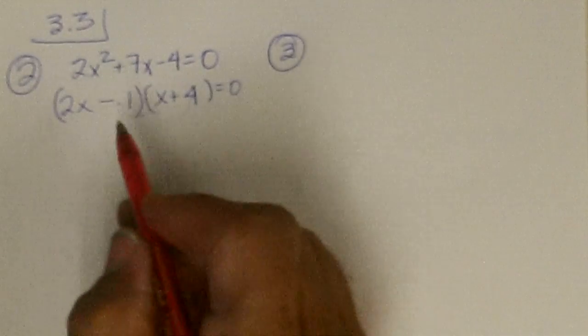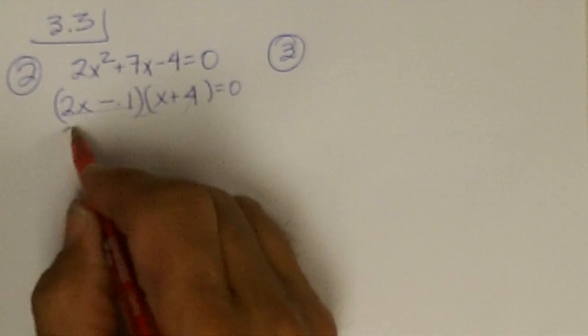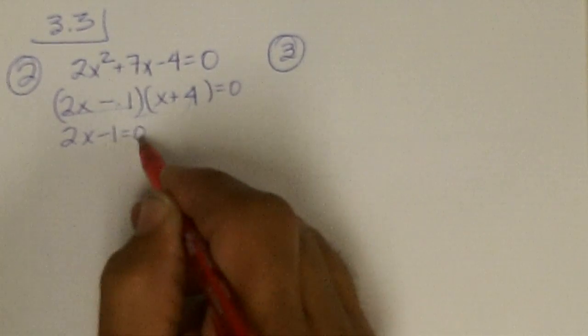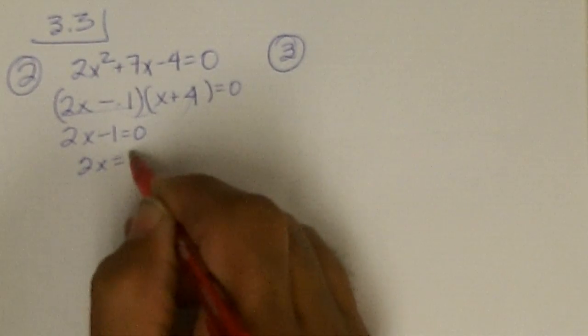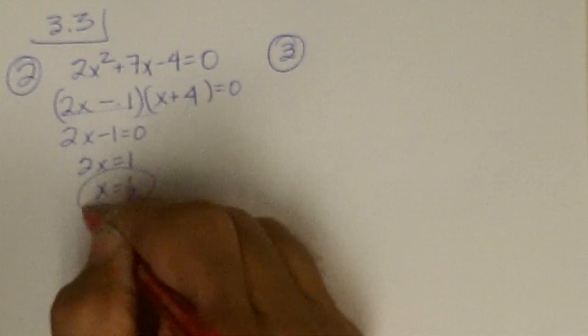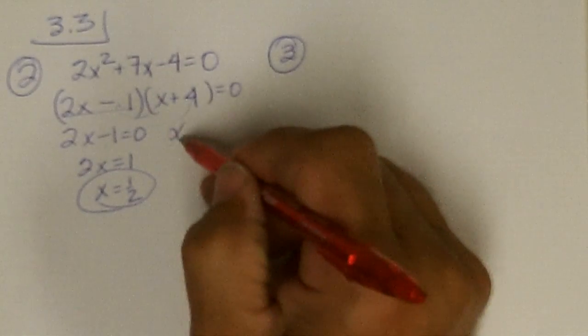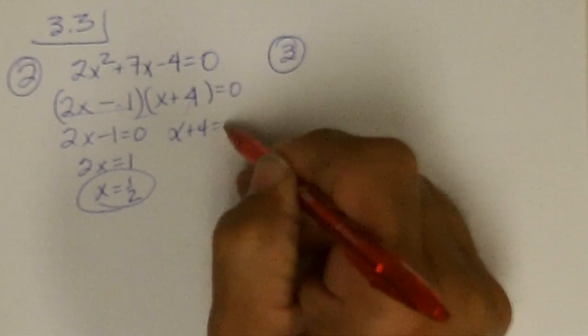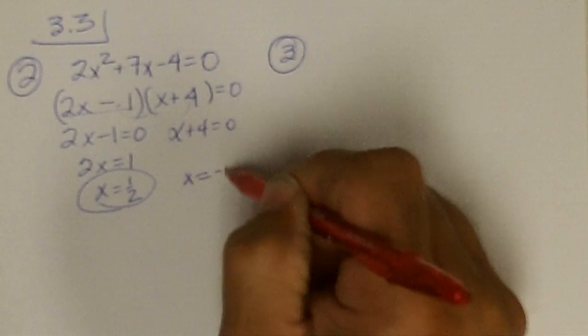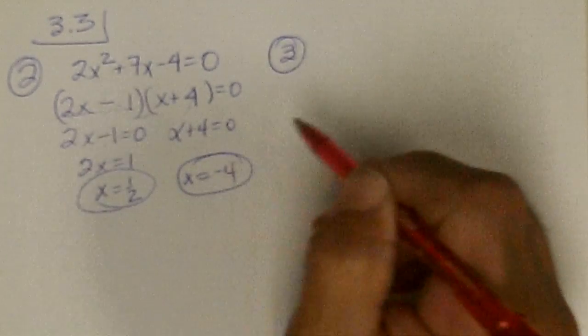So the real solutions would be whatever makes this be 0. So we're going to write 2x minus 1 equals 0. Add 1. Divide by 2. There's one real solution. And I'm going to set x plus 4 equal to 0. Subtract 4. And I get x equals negative 4. There's the two solutions.